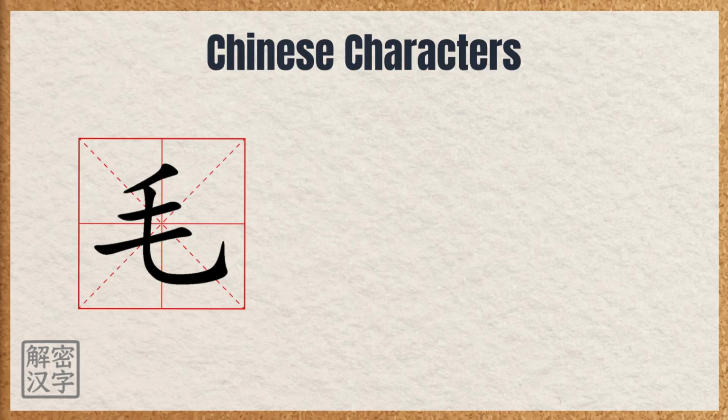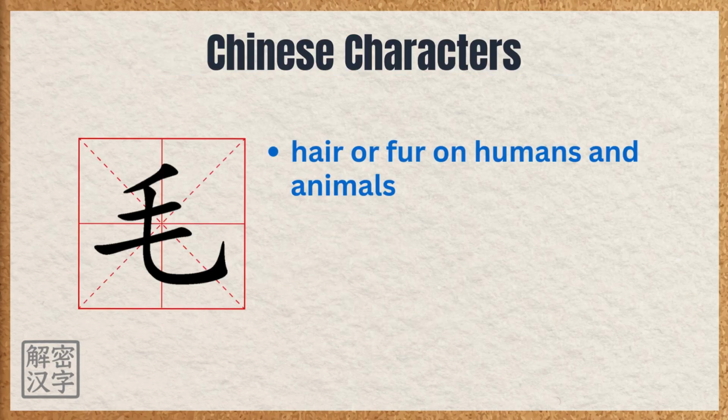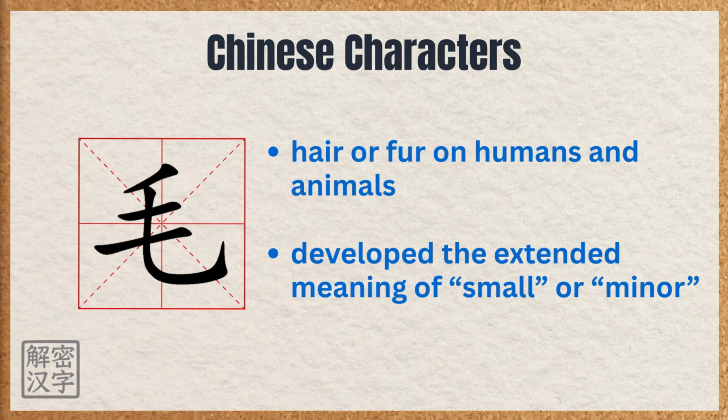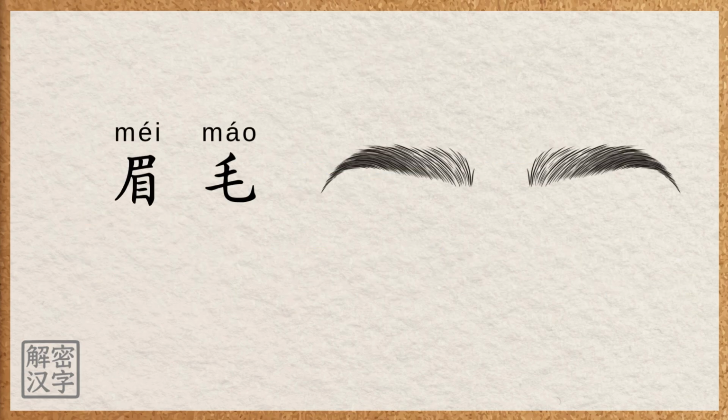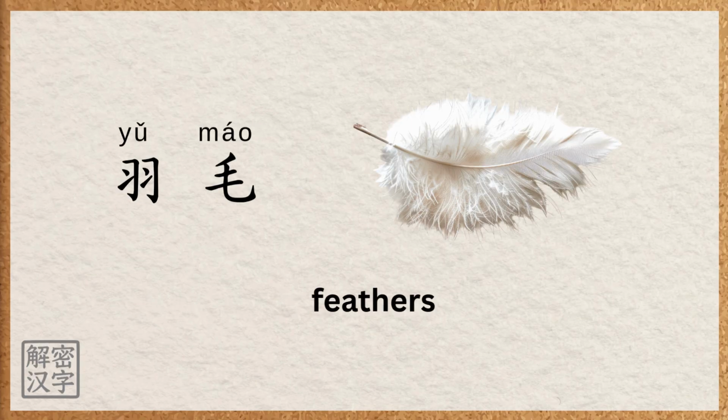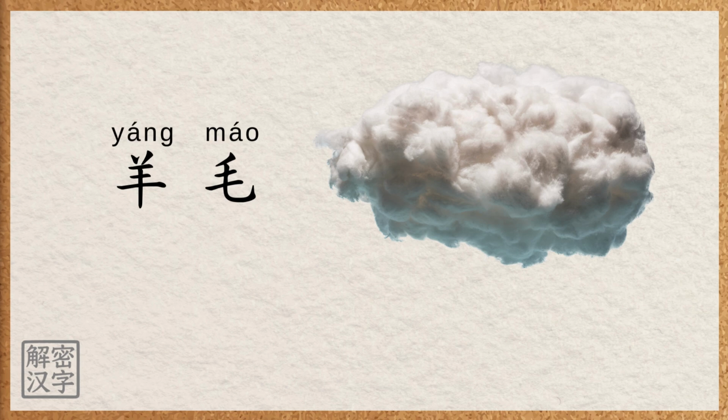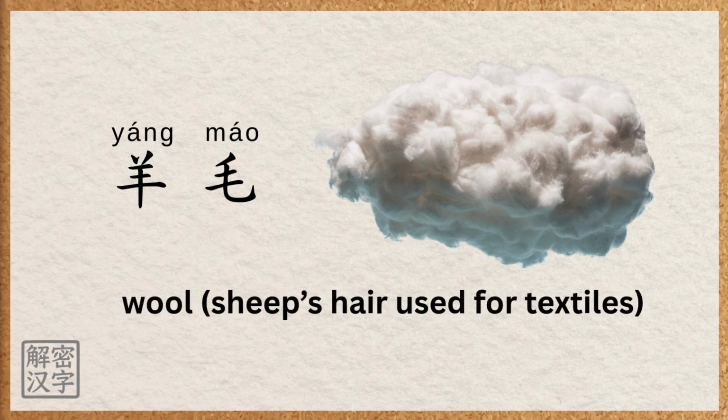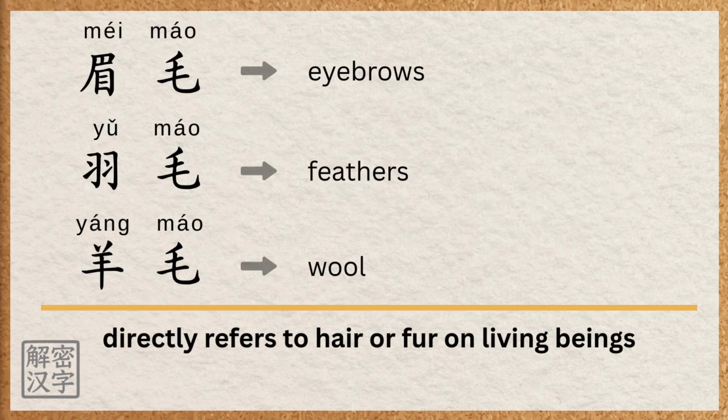The original meaning of Mao is hair or fur on humans and animals. Because hair and fur are made of tiny, fine strands, Mao also developed the extended meaning of small or minor. For example, 眉毛 means eyebrows. 羽毛 means feathers. 羊毛 means wool. Here, Mao directly refers to hair or fur on living beings.